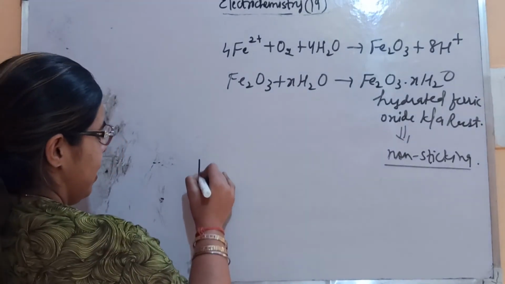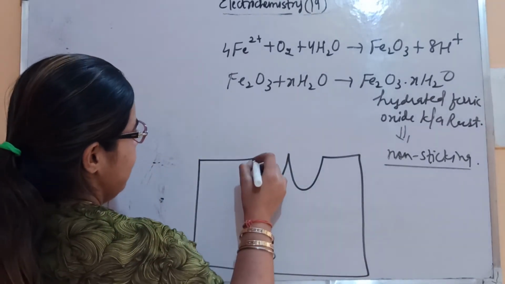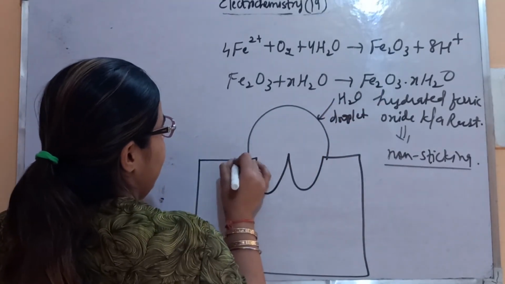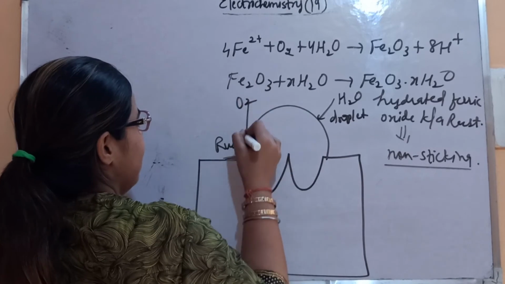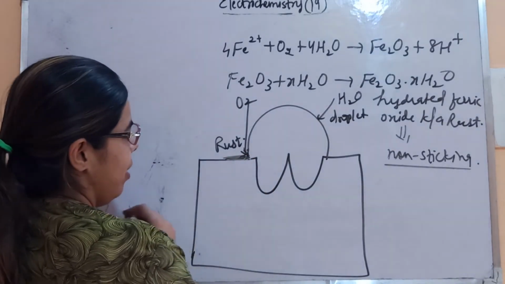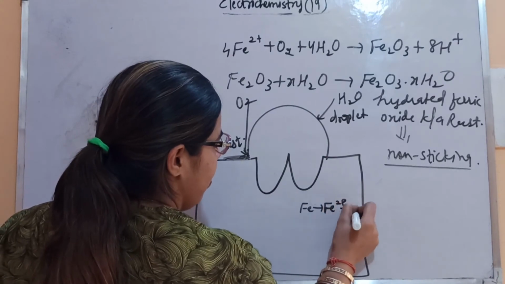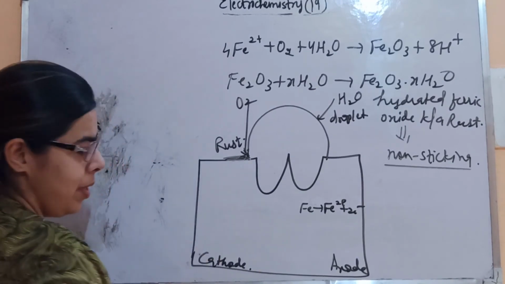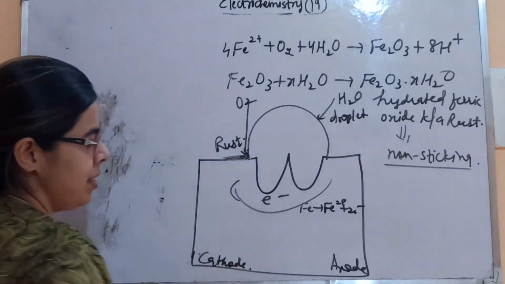So this is the reaction which is taking place. This is the overall view: a water droplet, and here the rust is getting formed, and here the supply of oxygen is there. Not here actually, it's here. This is the rust which is getting formed, and this is the anode and this side is the cathode. Here the electron transfer will take place, between anode and cathode.